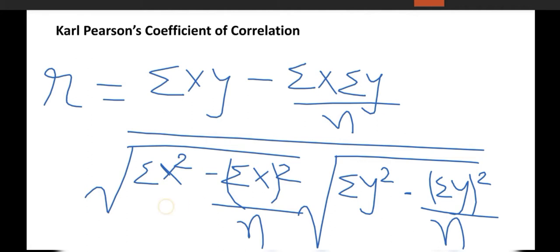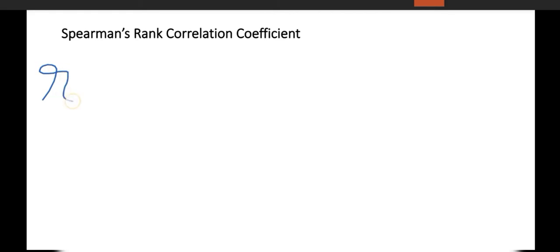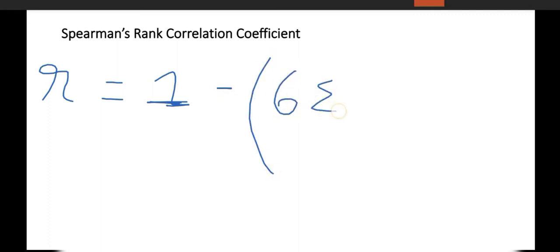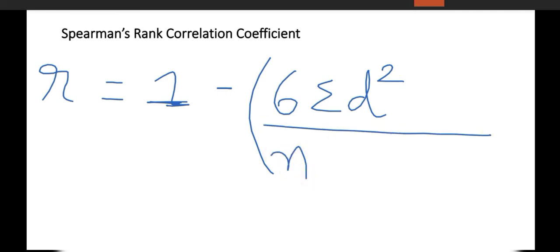The second formula that you need to remember is Spearman's rank correlation coefficient. R is equal to 1 minus 6 sigma d square divided by n into n square minus 1.